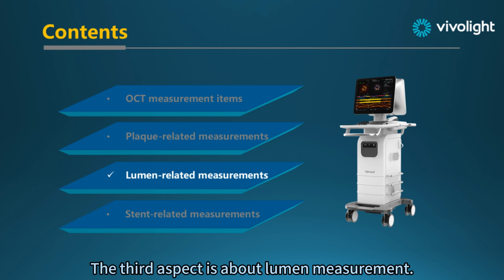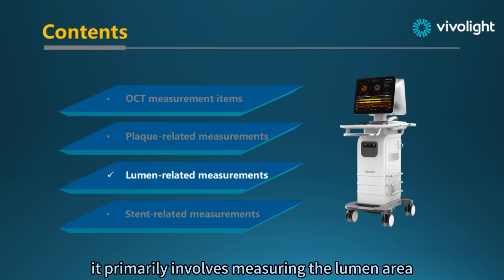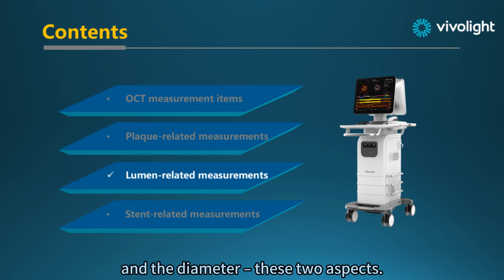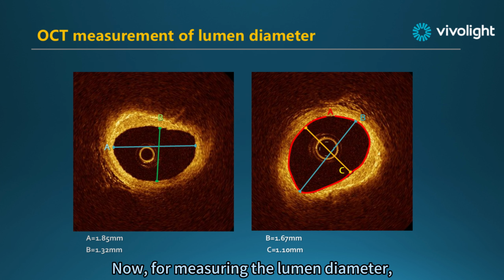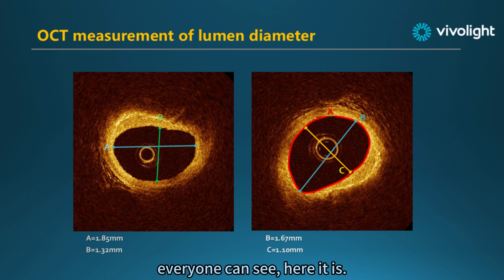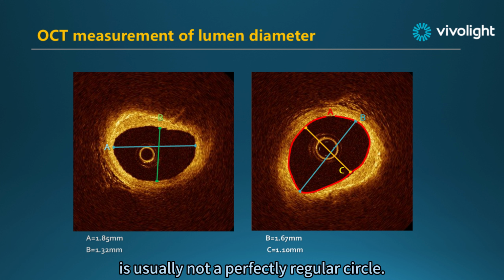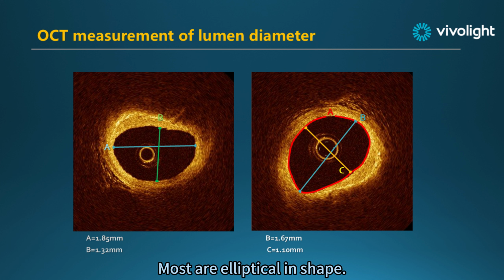The third aspect is about lumen measurement. Regarding lumen measurement, it primarily involves measuring the lumen area and the diameter, these two aspects. Now for measuring the lumen diameter, everyone can see. Here it is. Generally speaking, the vessel is usually not a perfectly regular circle. Most are elliptical in shape. So during the measurement process, we still try to measure a long axis and a short axis.